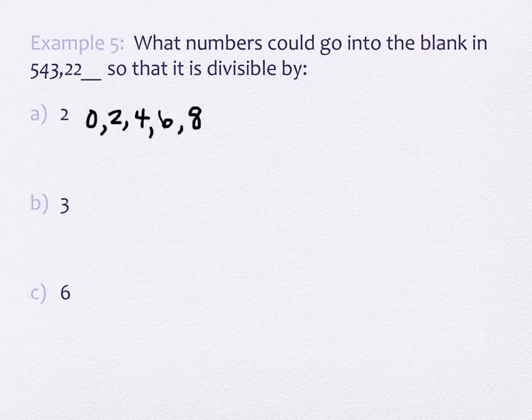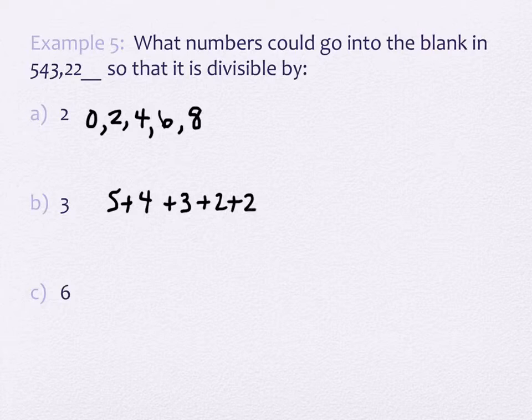Okay, how do I get the value that needs to go in there so that the number is divisible by 3? You add the digits together. So should we add the digits together, do you think? Yeah, let's see what we have so far to work with. All right, sounds good. So let's add up 5 plus 4 plus 3 plus 2 plus 2. What do we have so far?